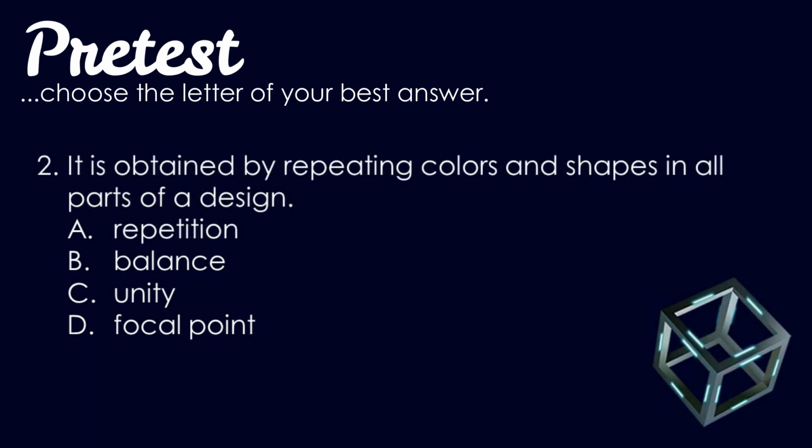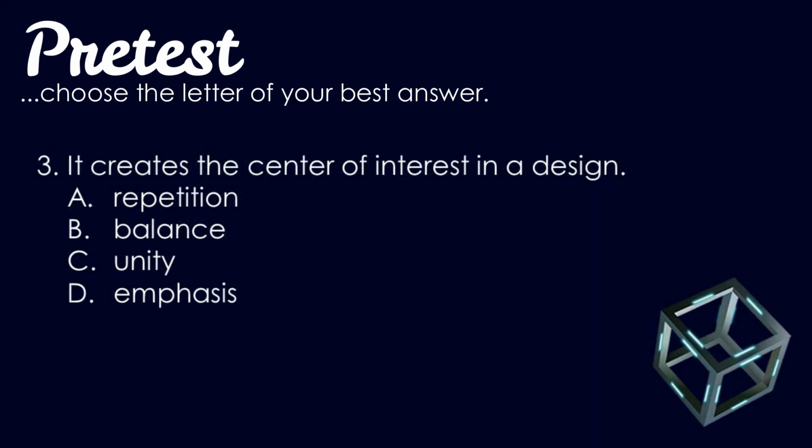Number 2. It is obtained by repeating colors and shapes in all parts of a design. A. Repetition. B. Balance. C. Unity. D. Focal point.